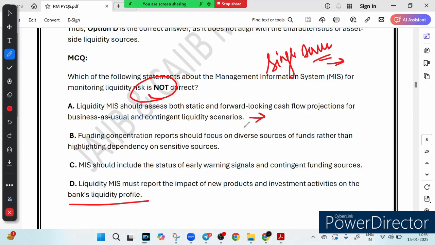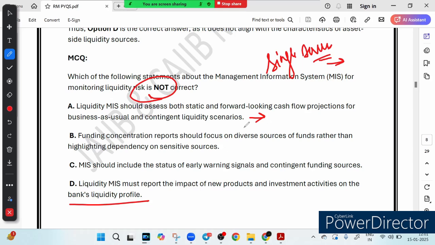Option D says that liquidity MIS must report the impact of new products and investment activity on the bank liquidity profile. Correct. When a bank introduces a new product or investment, it is important to see how it will affect the bank liquidity. How quickly can they convert it into cash if needed? For example, if a bank has started offering long-term loans with lower interest rates, it could lock up their cash for a long time. So the MIS needs to track how this new activity impacts liquidity.